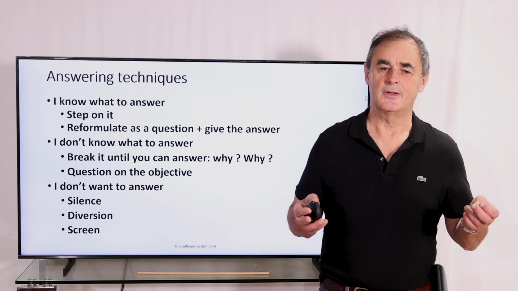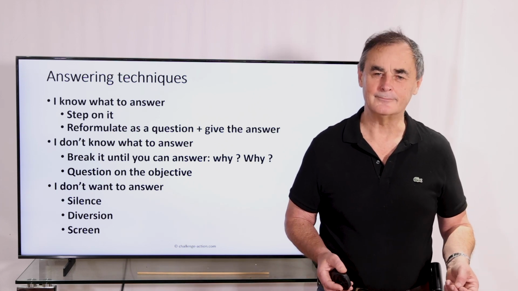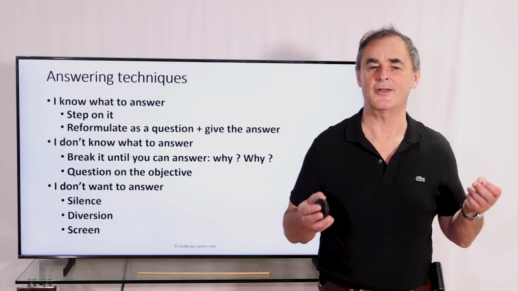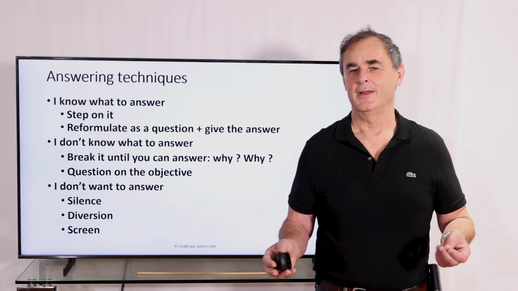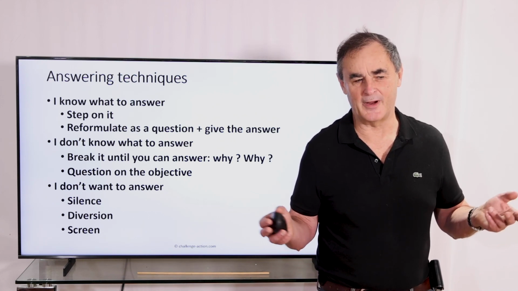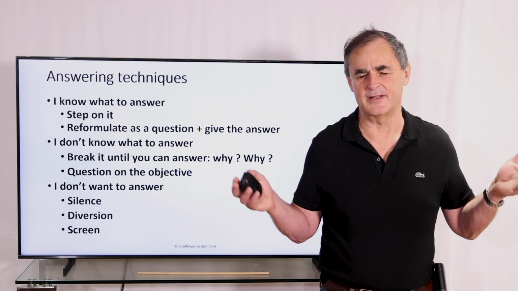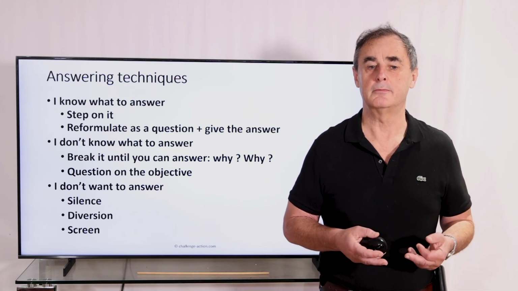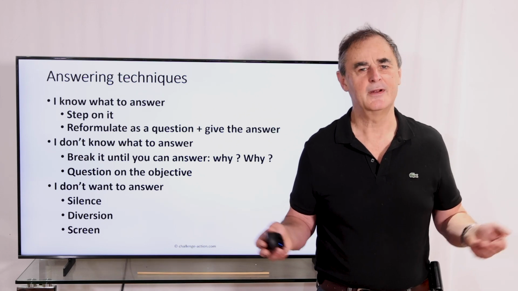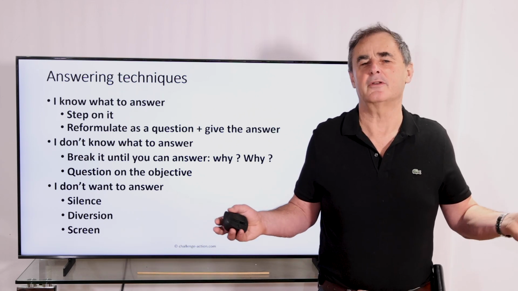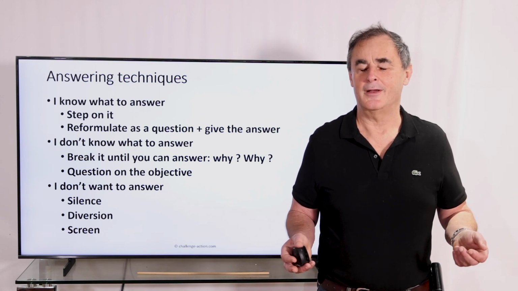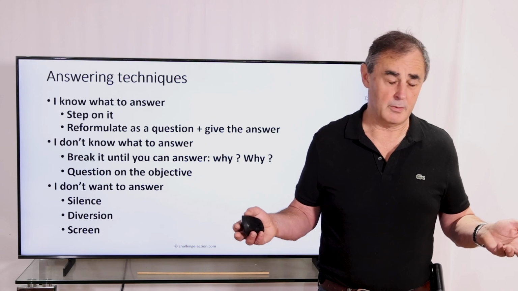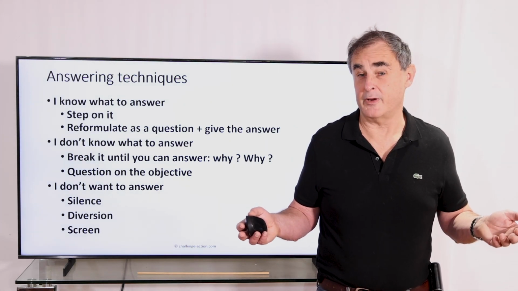Second possibility, you don't know the answer. That's a problem. And then the first possibility is to break it down until you can answer. I'm going to try to find one. The client says, I don't want to work with your company because with deliveries, we always have problems. And you can't answer that, because the only thing you have is too general. What kind of problems? Delivery problems. What kind of problem regarding delivery? You are always late.